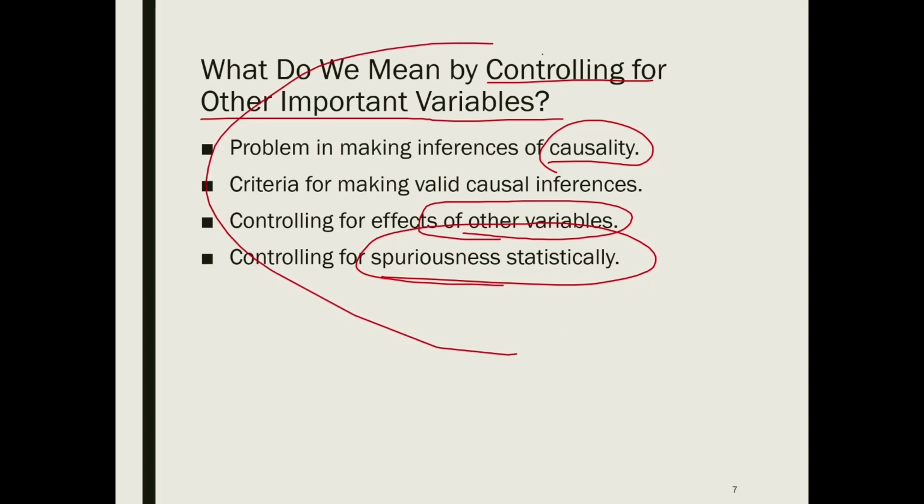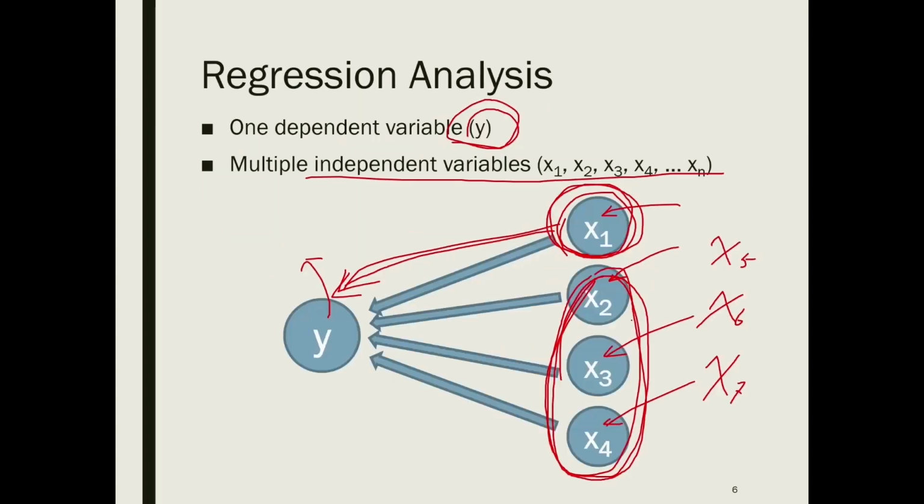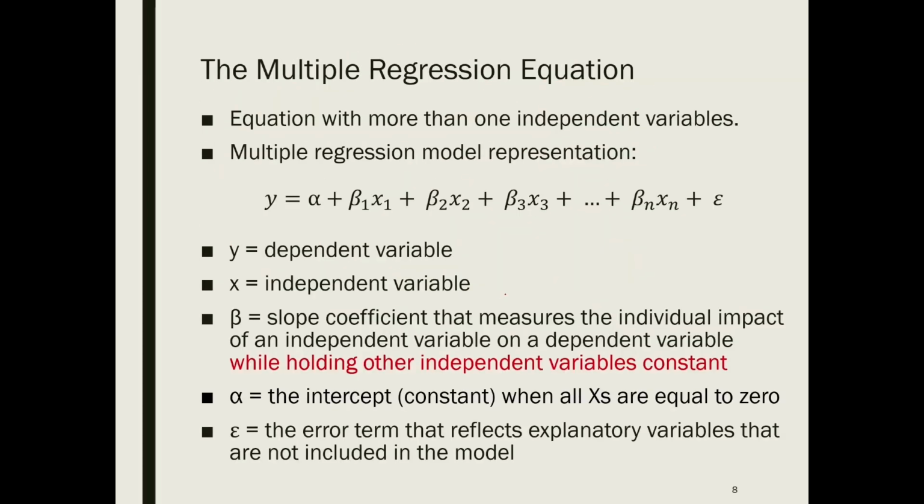So in this slide, we're basically talking about that if we want to explain x1's impact on y, and we include x2, x3, x4, then we can safely say that if x1's impact on y is significant, then it does really have some impact on y. Okay, and we say this by controlling for other variables. So the multiple regression equation in general will look like this.